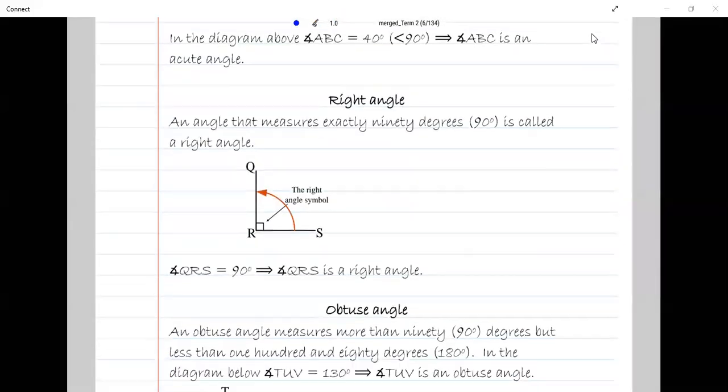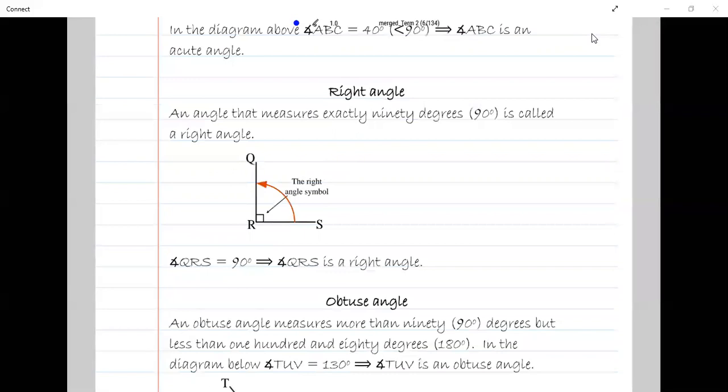Then we have a right angle. Now, an angle that measures exactly 90 degrees is called a right angle. All right. Notice that little box in the corner at R. That is the right angle symbol. So angle QRS measures exactly 90 degrees. Therefore, angle QRS is a right angle.